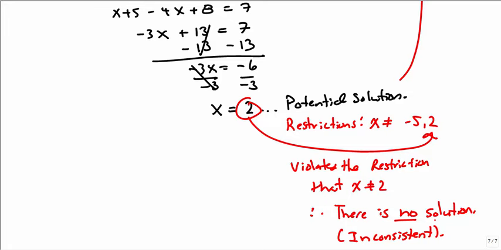Now the last part of this will be working through a few more of these types of equations, and some will be inconsistent, some will be conditional, and one might even be an identity.